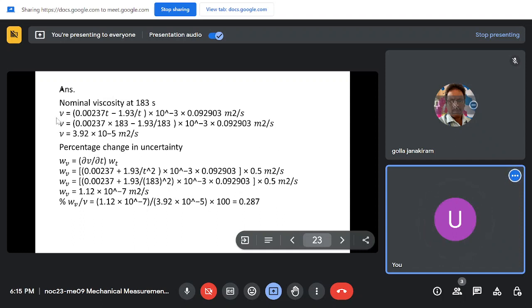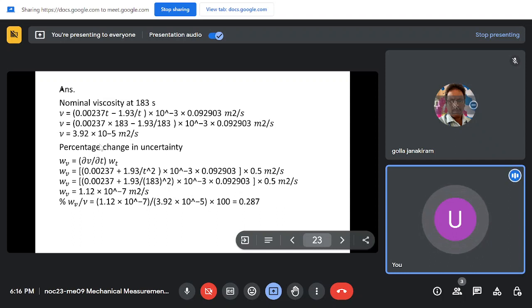I repeat, the viscosity can be calculated using the relation for a Saybolt viscometer, which is: nominal viscosity equals 0.092903, that's the constant, multiplied by 0.00237 times t, which is the time, minus 1.93 by t, into 10 power minus 3. So that's the relation. We substitute time and we calculate the nominal viscosity, which we get as 3.92 into 10 power minus 5 meter square per second.